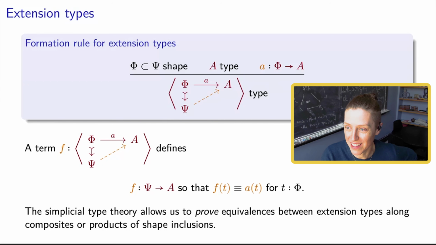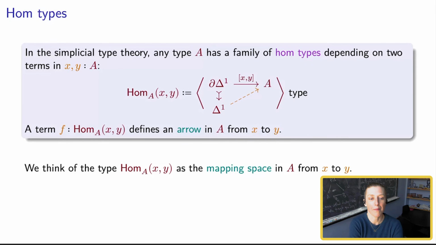Okay, so that's the introduction to the simplicial type theory. Let's now do some infinity category theory. So when we talk about categorical structure, we're going to need, so an infinity category will have an infinity groupoid of objects. Those will, in fact, just be the terms of the type.